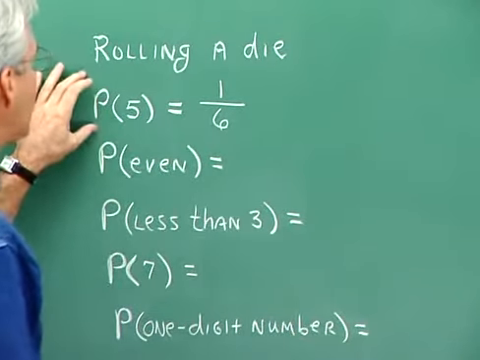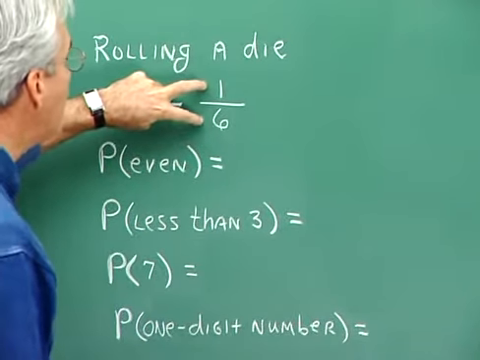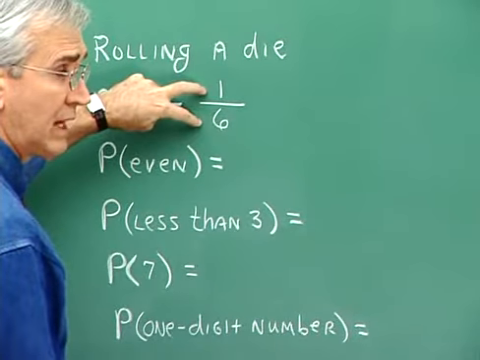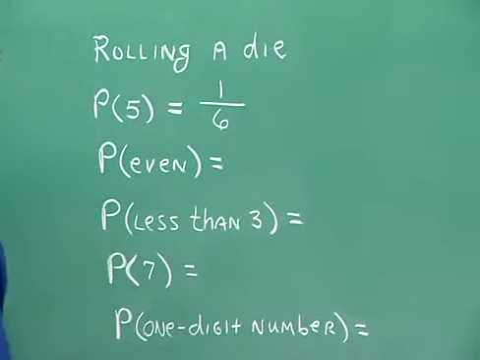Now, probability numbers are written as fractions like this, or they could be written as decimals, or the decimals could be turned into percents. So a probability number can be a fraction, a decimal, or a percent.